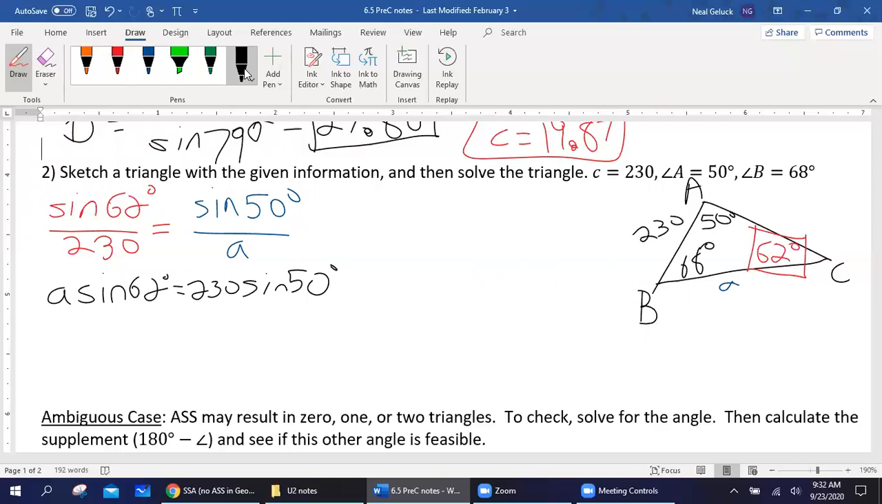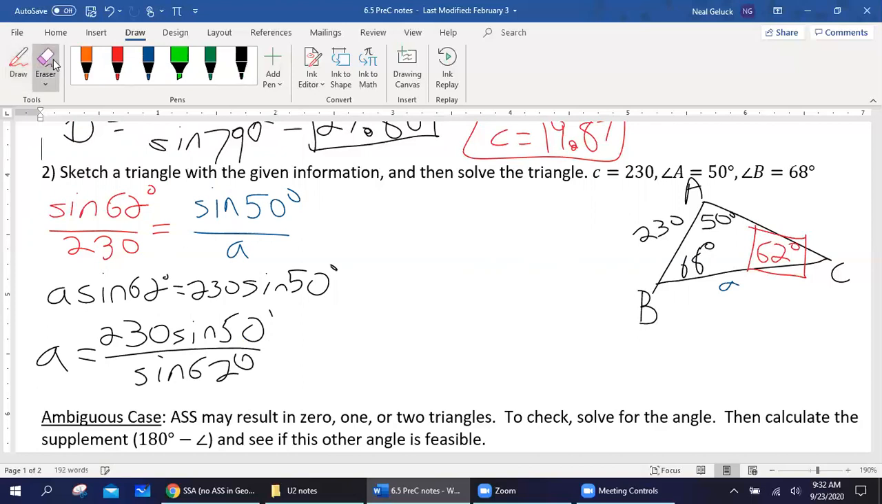Divide over the sine 62. And again, I'll show one more time this is how you would put it in your calculator. So this would be the answer on a quiz or exam. And if you throw it in your calculator, we'll go to 2 decimals again. I'd have 199.55.